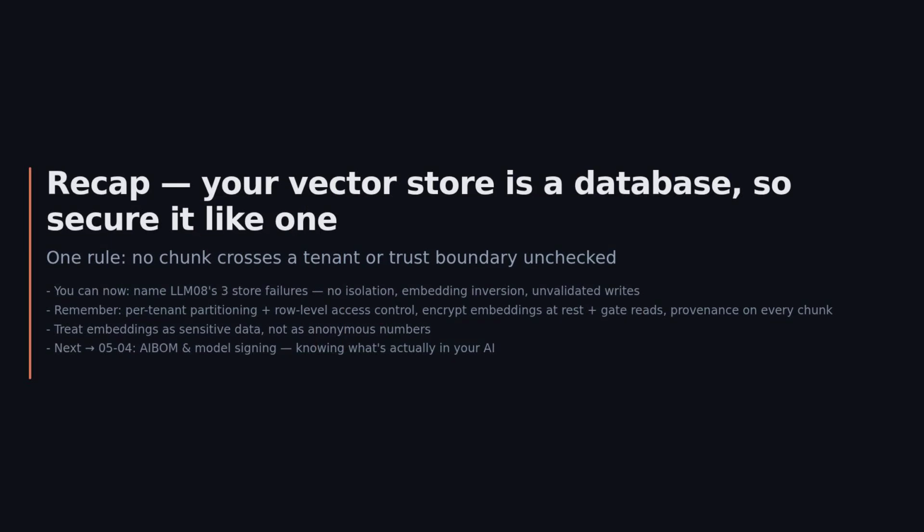So, a shared store with no access control leaks one tenant's chunks into another's context. Embeddings are not anonymized, so read access partly reconstructs the source text, and an unvalidated write path lets anyone plant a chunk. Lock it by partitioning per tenant with row-level access control, treating embeddings as sensitive data, encrypted at rest and read-gated, and stamping provenance on every chunk. Your vector store is a database. Secure it like one.